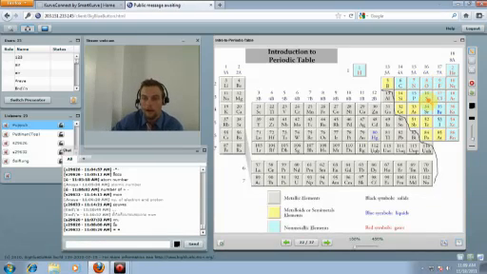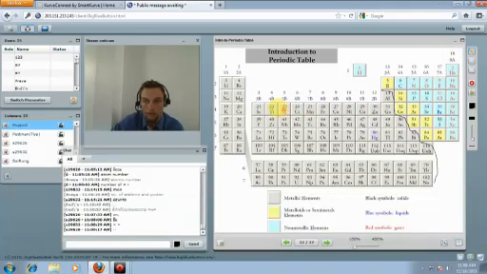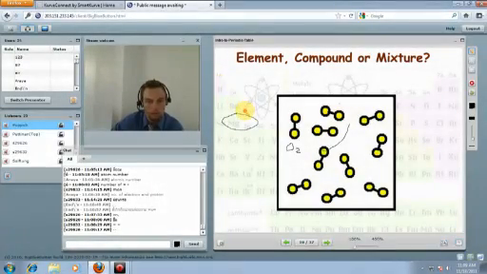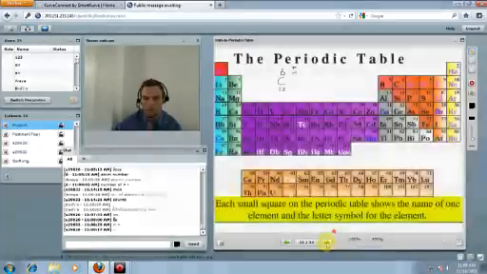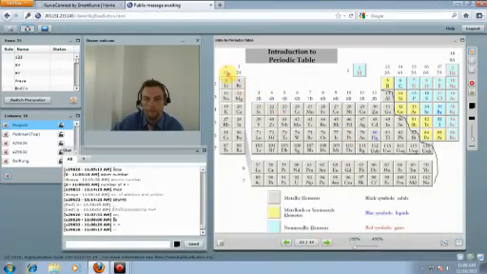Okay, and these are the columns of the periodic table, 1 to 18, and then you have 1 through 7 are the rows. Okay, and we'll talk a little bit more about that.